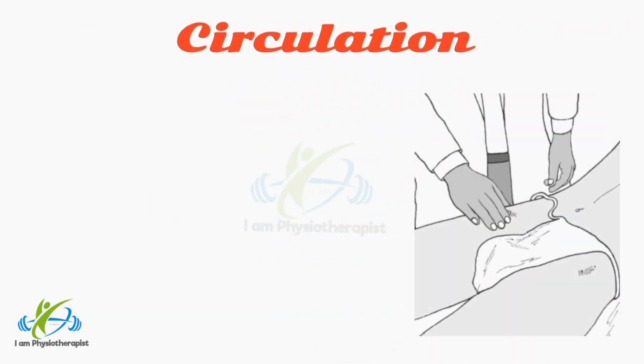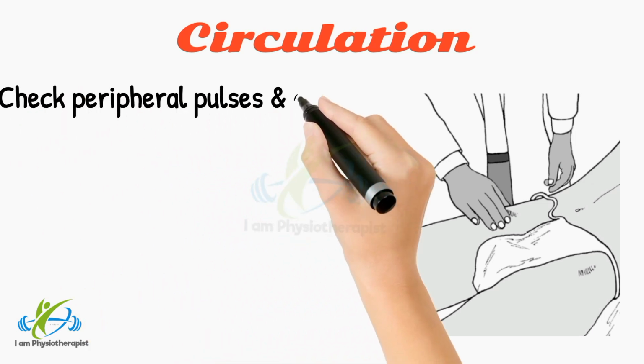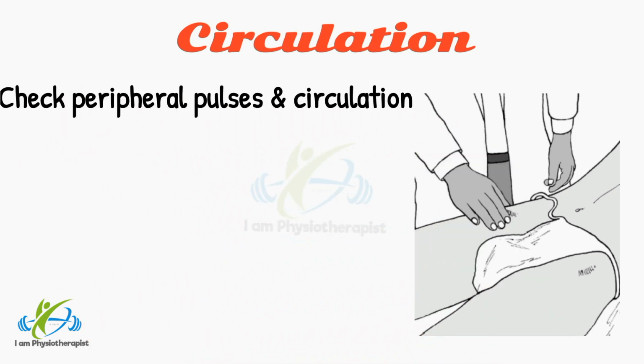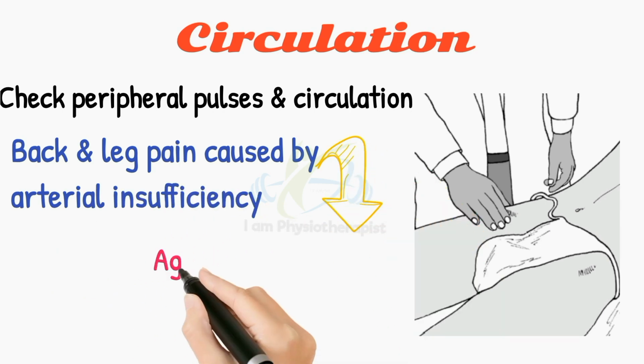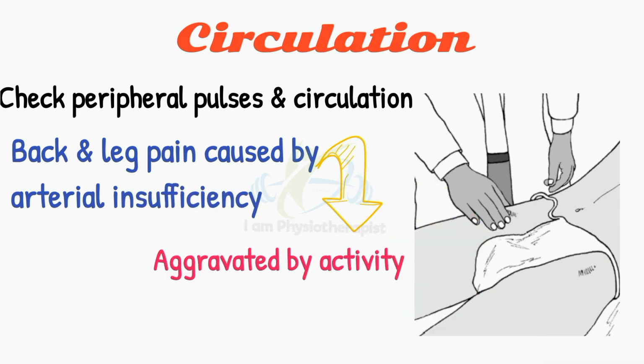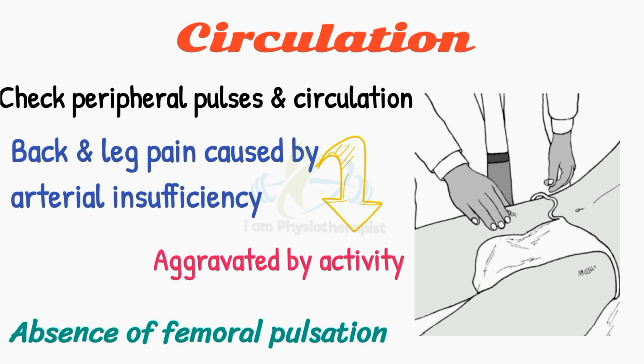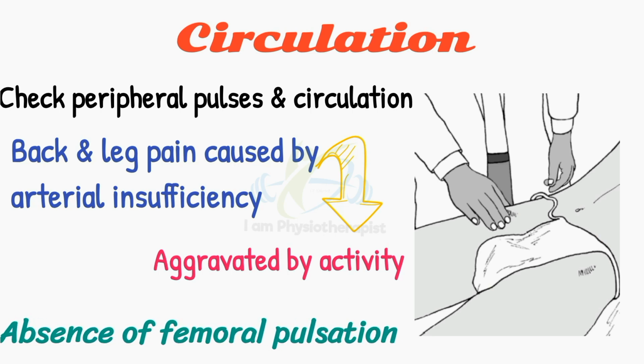Circulation. The peripheral pulses and circulation should also be checked in all cases. Back and leg pain caused by arterial insufficiency is usually aggravated by activity, and absence of femoral pulsation is of particular significance.